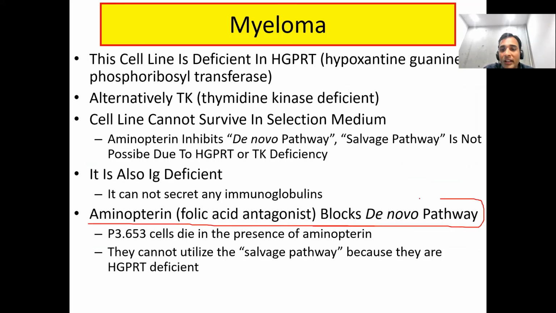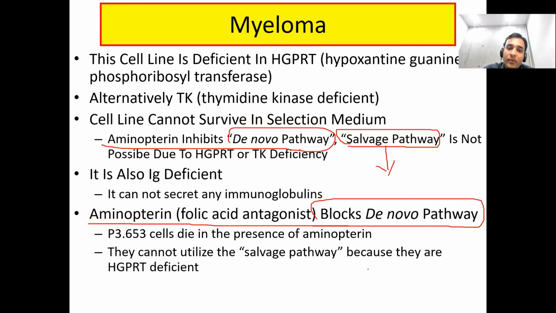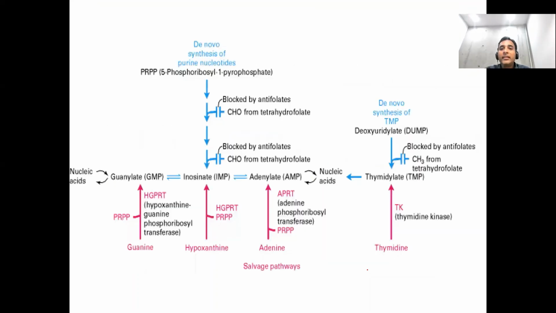Aminopterin is going to block the de novo pathway, that is why they will not survive. Aminopterin inhibits the de novo pathway, so the salvage pathway is the only way the fused cells can survive. This is a little bit of biochemical pathway here, and you can see it in detail, but you will understand quickly, I guess. This is the de novo synthesis pathway, and this is the salvage pathway.